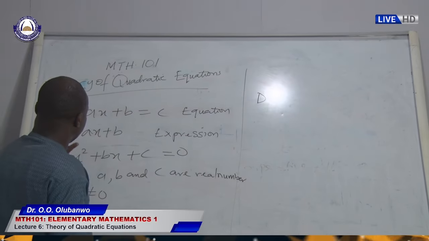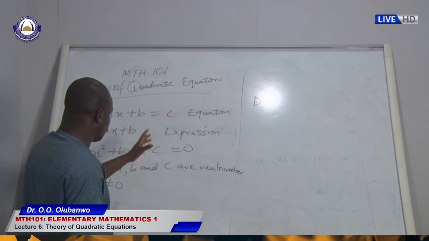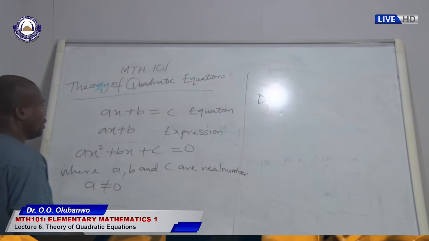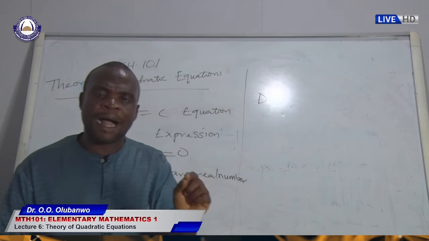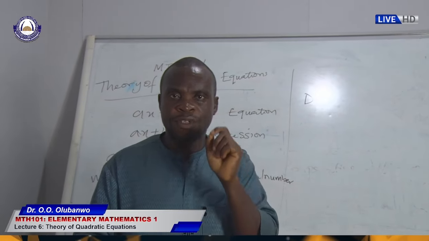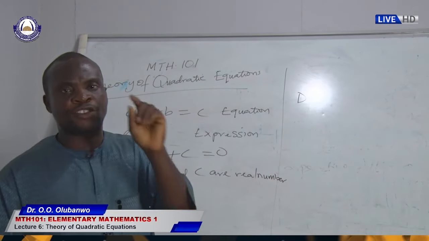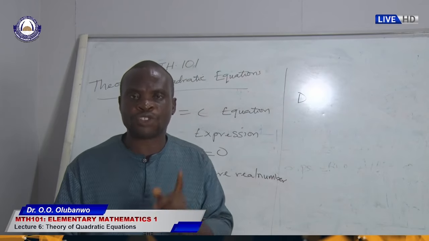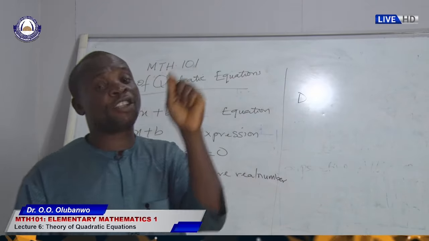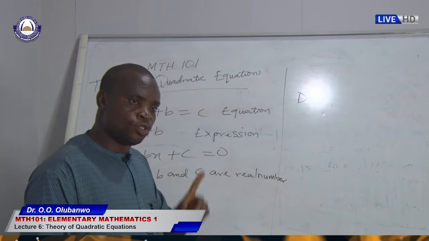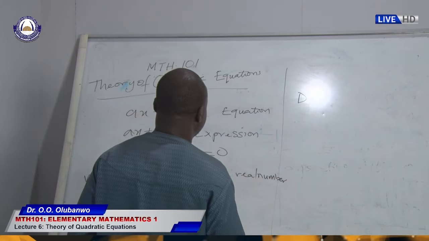We all know that if we solve ax squared plus bx plus c equals 0, naturally we are going to have two solutions, because the degree of the equation will determine the number of solutions we are going to have. If we are solving a linear equation, we are going to have just one solution. But if we are solving a quadratic equation, it is expected of us that we obtain two different solutions.